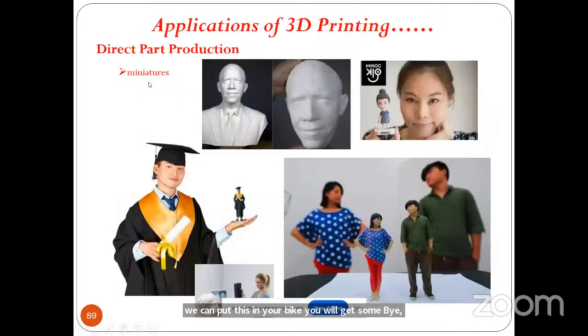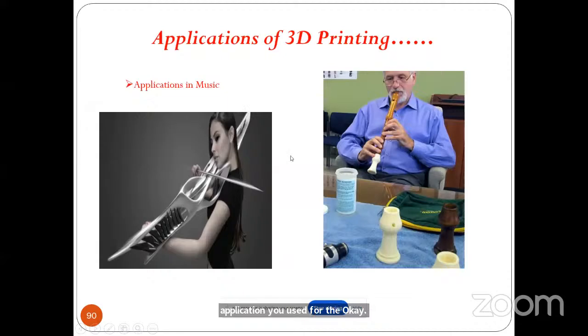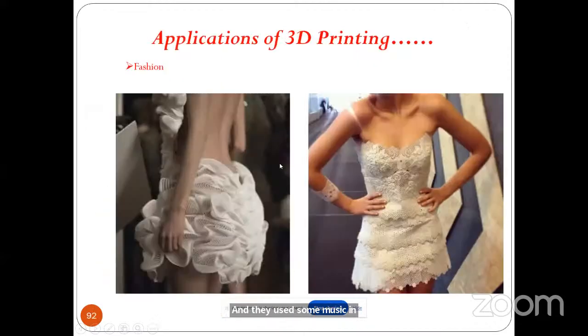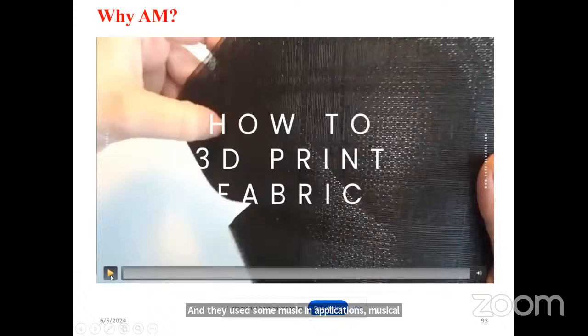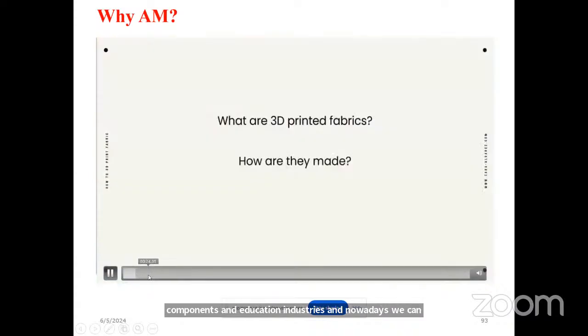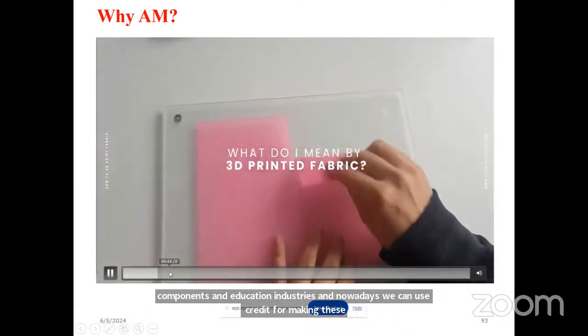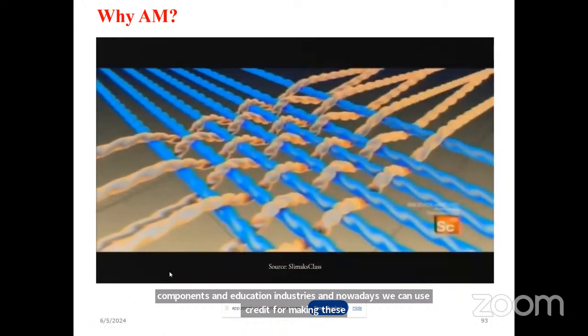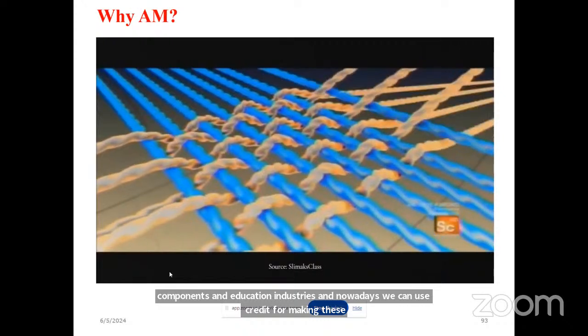The application is used for creating miniatures, and used in some musical applications, musical components and fashion industries. And nowadays we can use 3D print for making textiles. How to create your first swatch using the infill method. Like how conventional textile fabric, most of the fabrics we use in clothing have a structure made of threads that are woven or knit together, right? Like you can see here.